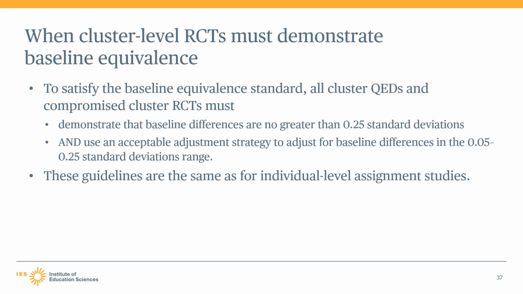All cluster QEDs and all compromised cluster RCTs must demonstrate that baseline differences are no greater than 0.25 standard deviations in order to satisfy the baseline equivalence standard, along with adjusting for baseline differences in the 0.05 to 0.25 standard deviation range. These are the same guidelines as for individual-level assignment studies.